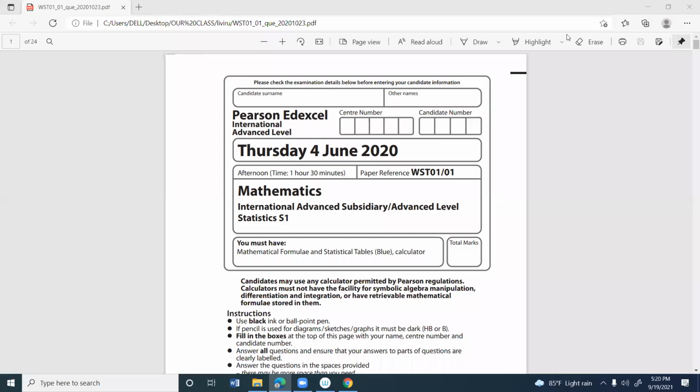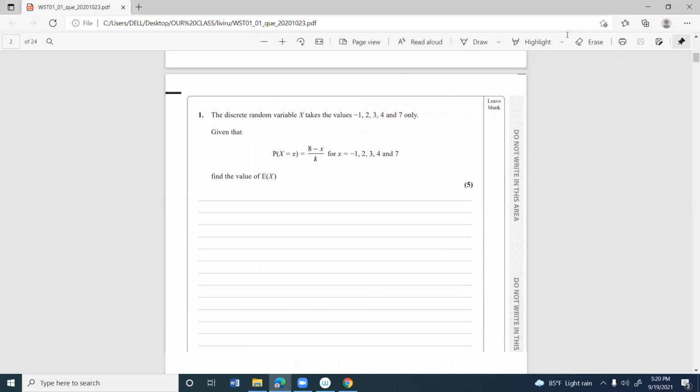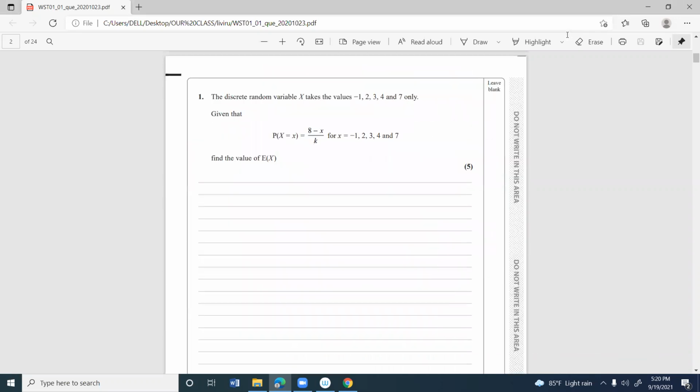Right. Today we are going to start with this 2020 June S1 paper. You start with the first question. It comes with discrete random variables. The discrete random variable X takes the values -1, 2, 3, 4, and 7 only. Given that this is a probability distribution function, find the value for E(X).